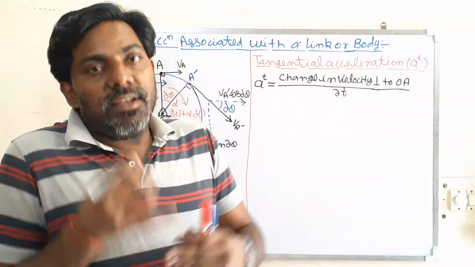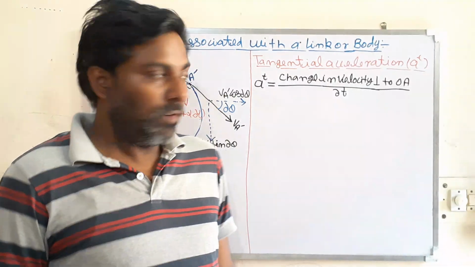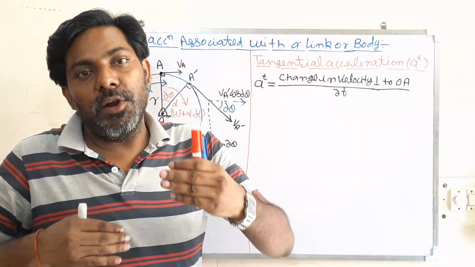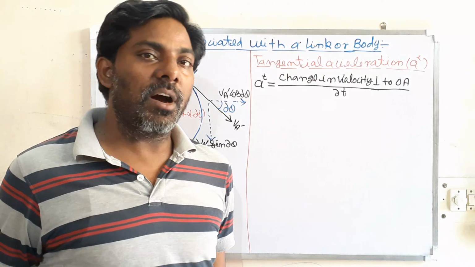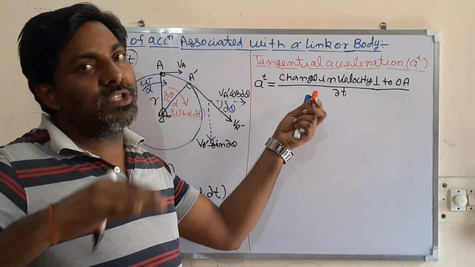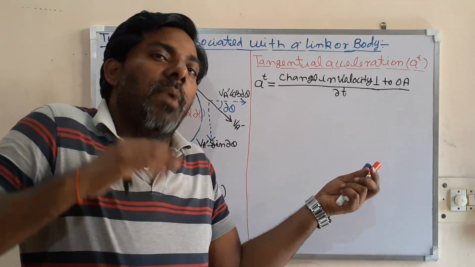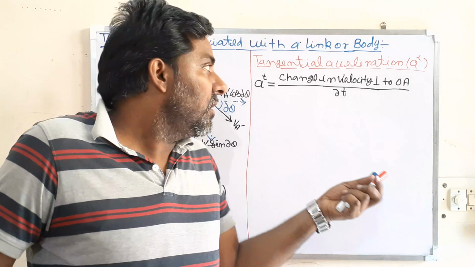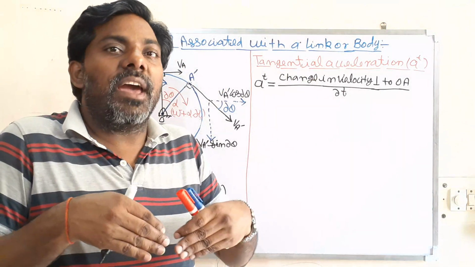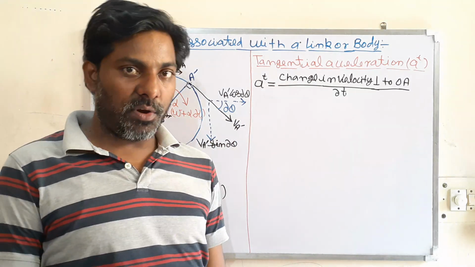So, acceleration due to change of magnitude of the velocity. What is the tangential acceleration? It is the acceleration due to change of magnitude of velocity. So this is not due to the change of direction of the velocity vector. This is due to the change of magnitude of the velocity vector. So tangential acceleration is an acceleration which is associated with change of magnitude of the velocity vector only.